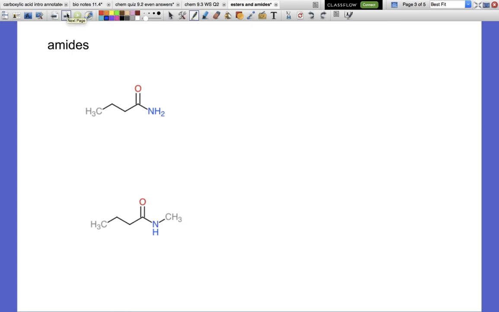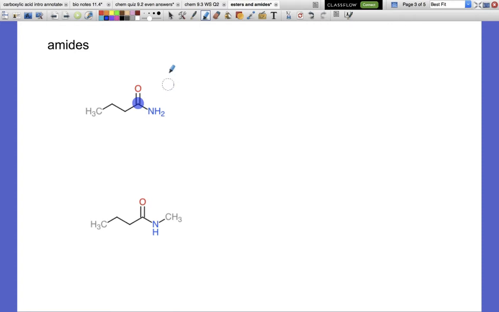Amides, a lot of it's similar, right? The only difference is instead of having two oxygens attached to a carbon, you have an oxygen and a nitrogen attached to said carbon. But I still have a carbonyl carbon that I should be looking at here. I should still understand that that originally came from a carboxylic acid. This derivative came from a carboxylic acid.